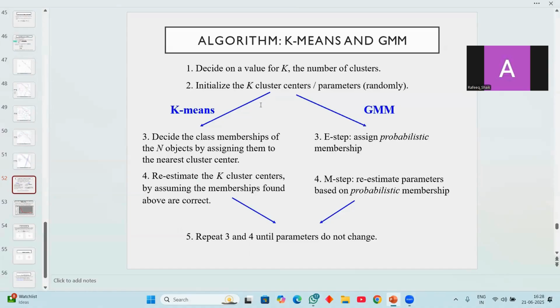After that, the middle steps change a little, because in step three, k-means decides the membership of the n objects by the nearest cluster center, and in GMM, each step assigns probabilistic membership. Next, it re-estimates the k cluster centers by assuming the memberships found above are correct. In GMM, it takes an M step, re-estimating the parameters using the probabilistic memberships. At the final output, the final step is the same for both, and we repeat steps 3 and 4 until the parameters converge. Only the middle part of the clustering is different between k-means and GMM.